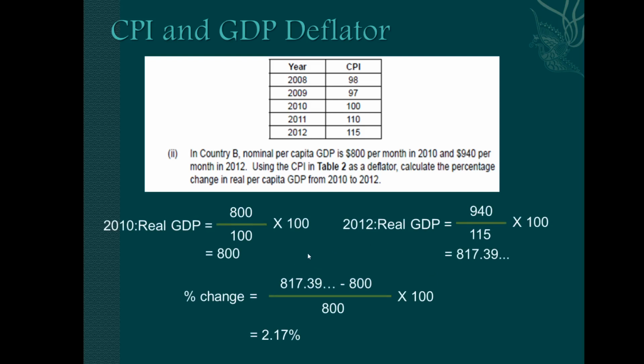And once again, for the HL students, you need to show the workings. You don't just jump right into 2.17%. You need to show me from the first step right here, trying to find the real GDP per capita for 2010 and 2012. Two numbers, and then you use another equation to find the percentage change. So then you have your answer right here. That will give you a full mark.